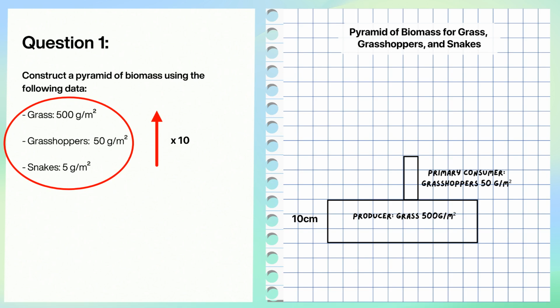Above the producers, place the primary consumers. This bar should be 10 times smaller than the bar below it, so in our case, it's 1 centimeter long. Label the bar with the biomass and the organisms. Grasshoppers, 50 grams per meter squared.